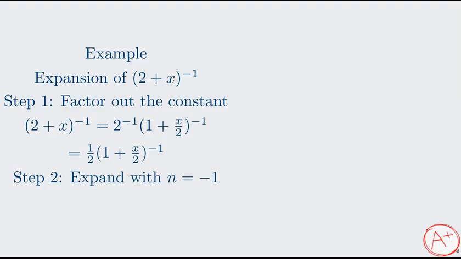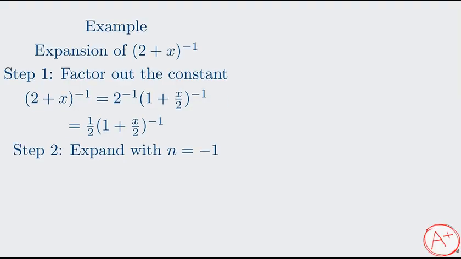Expand with n equals negative 1. We replace our variable in the formula with x over 2. Applying the formula, we have 1/2, then 1 plus negative 1 times x over 2, plus negative 1 times negative 2 over 2 factorial, times x over 2 squared.